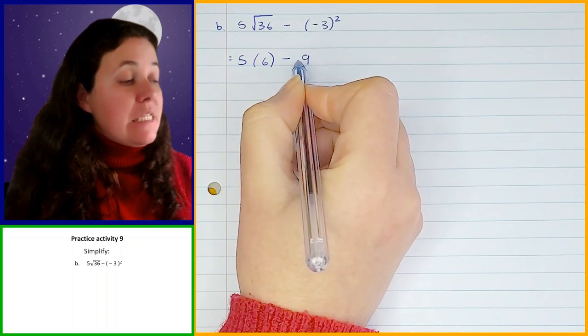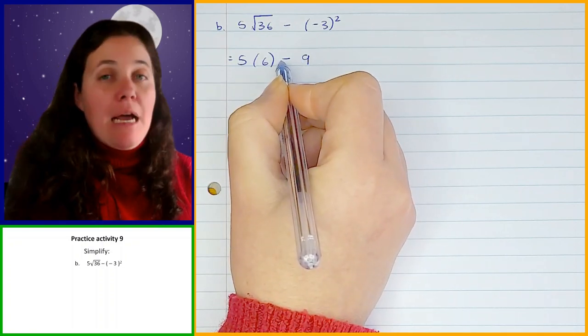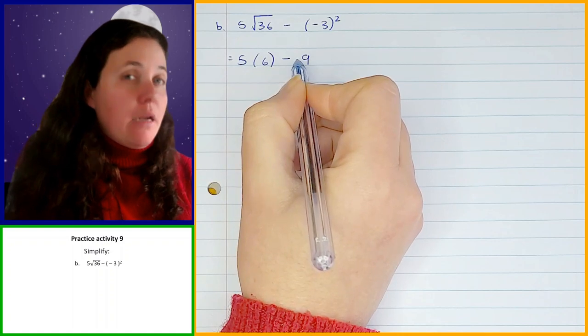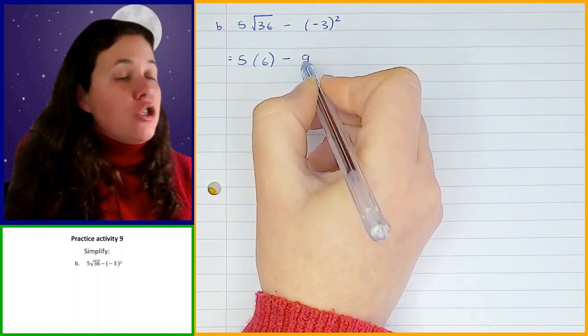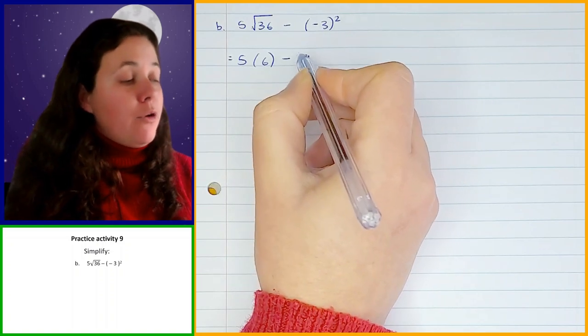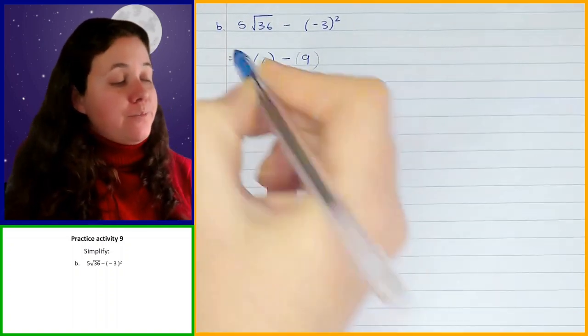If it was negative, then I would want to have brackets saying it's negative and then the negative number. But because it's not negative, I don't need to worry about doing that. So I can just write 9 if I want to. But if you put it in brackets, that's fine too.